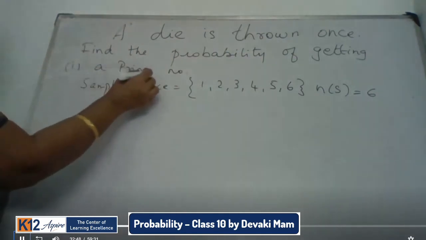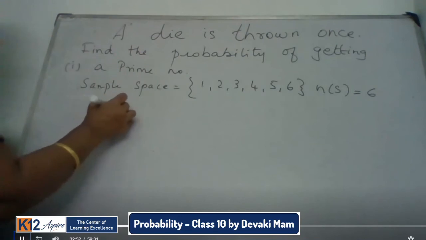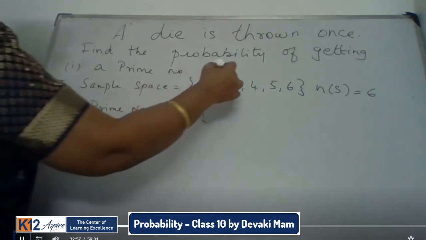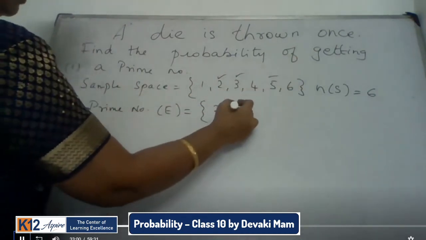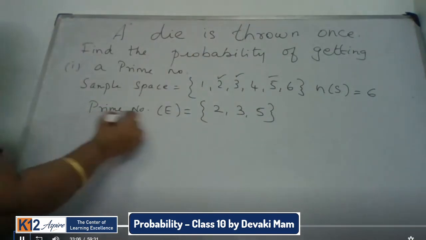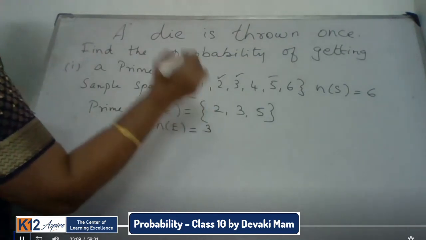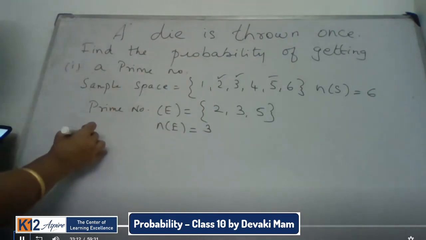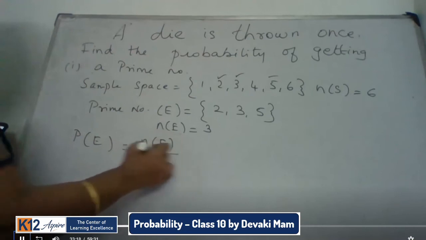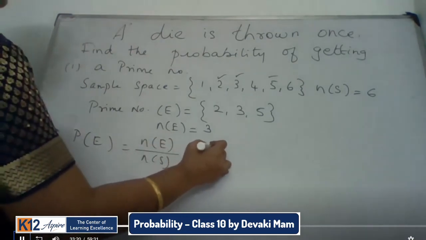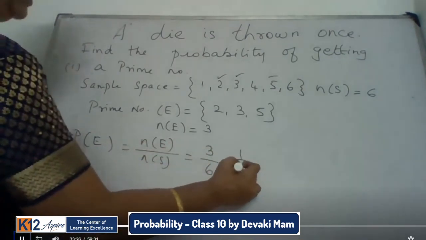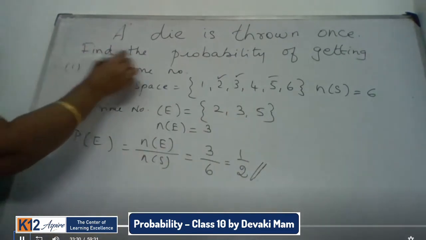Now for prime numbers, how many prime numbers are there? Let it be the event E. So prime numbers, what are they? 2, 3 and 5. So that only we need to write in this set. That is the event, getting a prime number. Now n of E is equal to 3. Now we are going to find the probability of getting a prime number. P of E is equal to n of E by n of S, that is equal to 3 by 6. Then it can be simplified, isn't it? So 1 by 2. So this is the answer for getting a prime number.